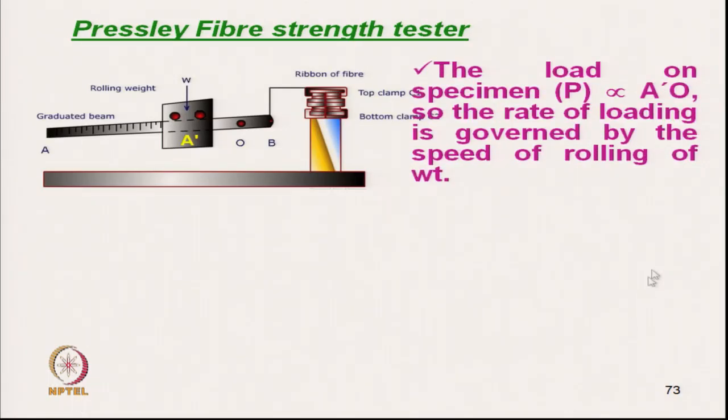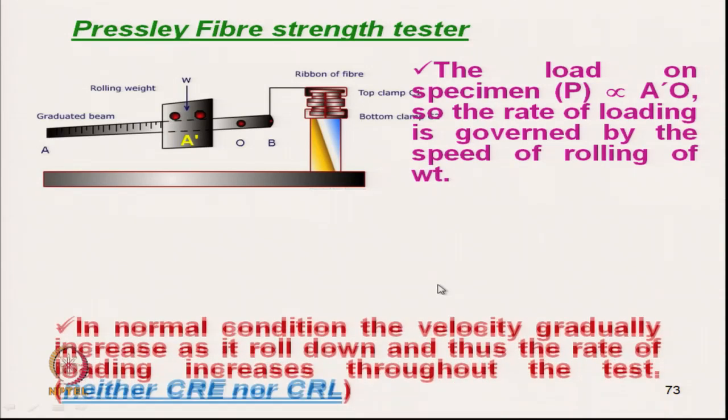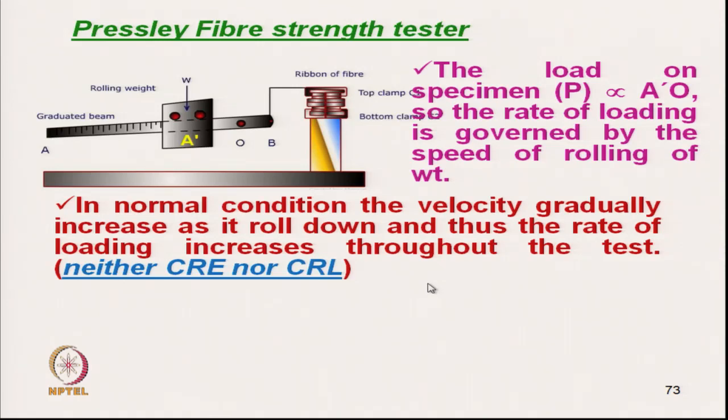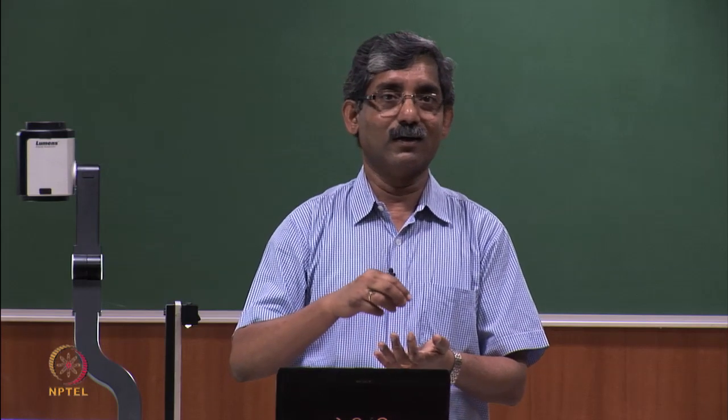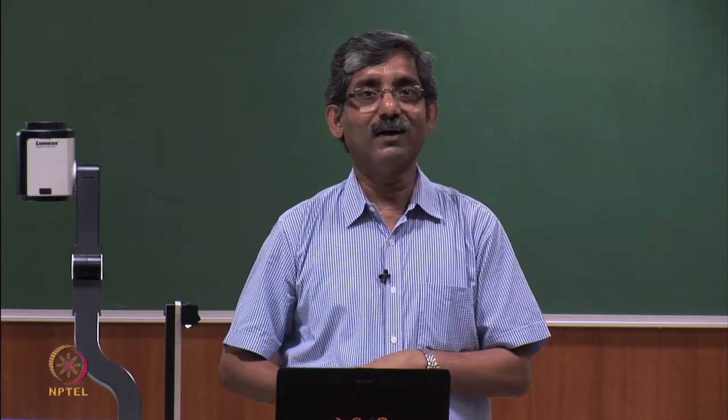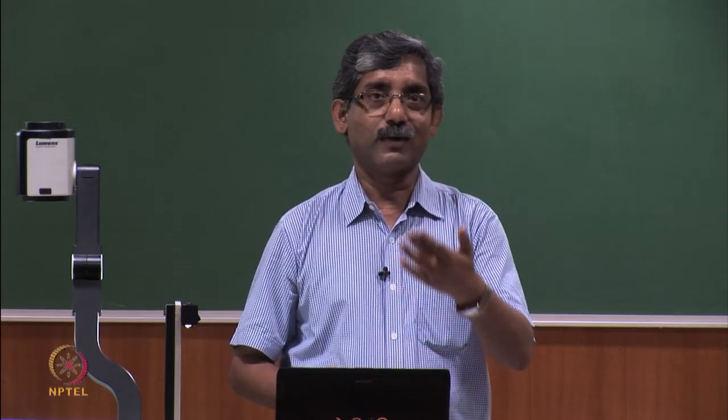Okay. The load on the specimen P is proportional to the A dash O, so that the rate of loading is governed by the speed of the rolling. So, that is why this instrument neither works on the CRE principle nor on the CRL principle. So, if the question is to explain one method which works on neither the CRE principle nor the CRL principle, that is the Presley instrument, the example of that.